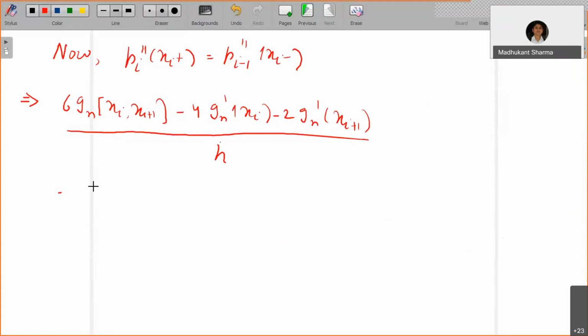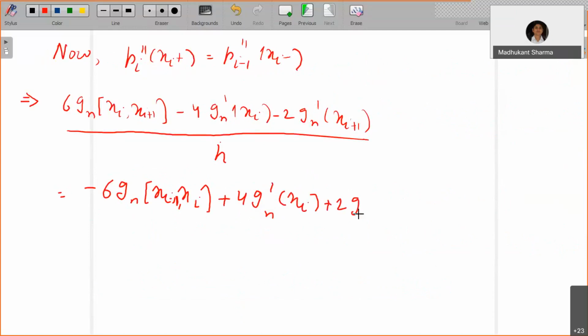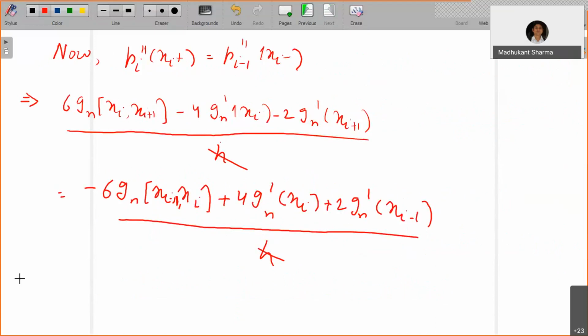Is equal to minus 6 gn[xi, xi minus 1], xi minus 1, xi plus 4 times gn dash at xi plus 2 times gn dash at xi minus 1, divided by h. Now h will get cancelled, and if you arrange all the terms, what you will get is 2 times gn dash at xi minus 1.